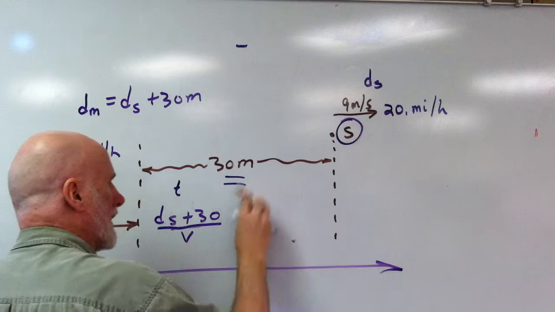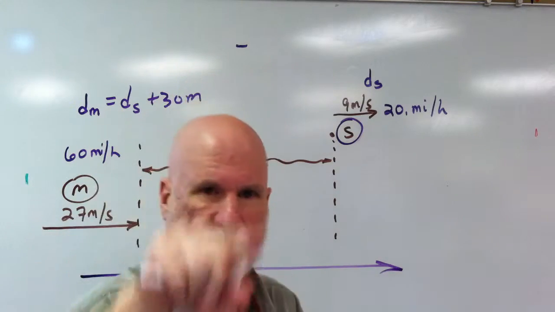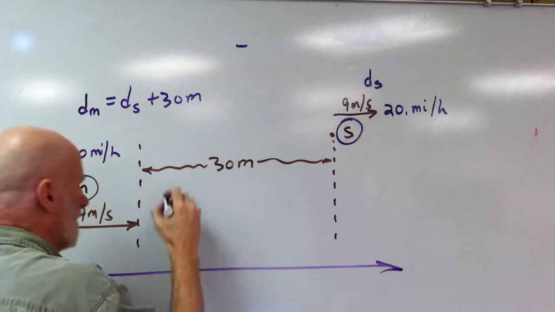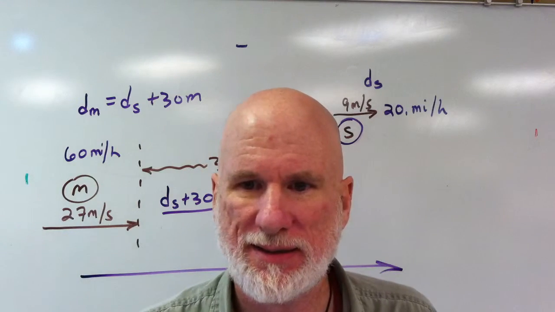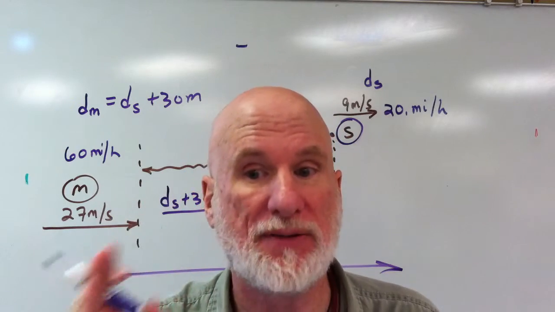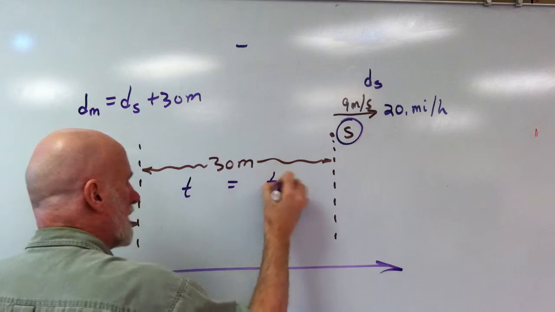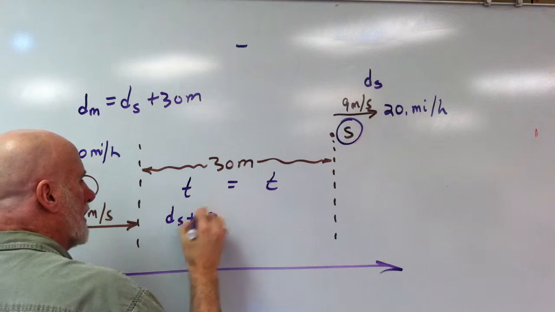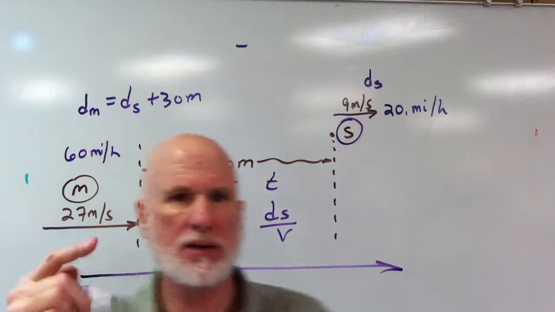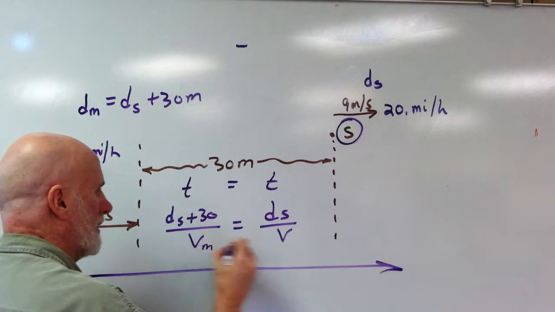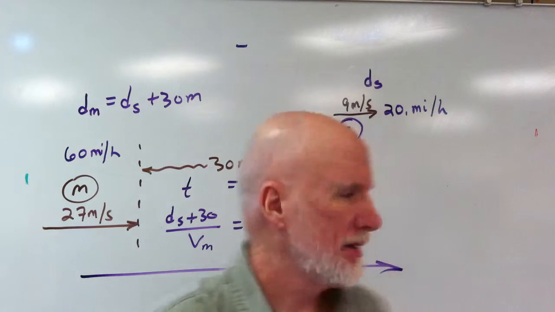Okay. Now, I'm going to erase this. You ready? This was ds plus 30 over, what's his velocity? Now remember, I just said V, but it's really V sub M and V sub S. Let me go back and write that. I had T equals T. I had ds plus 30 over V, and I had ds over V. Let me make a slight modification. This is M, and that's S. Does that make sense? Is that a little bit better?